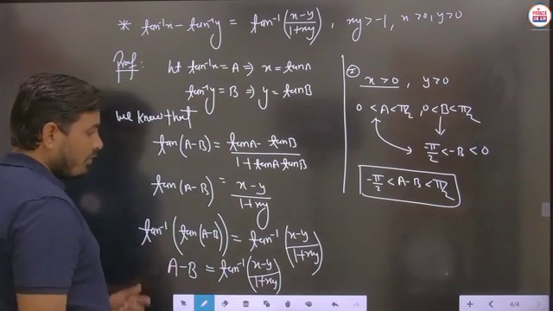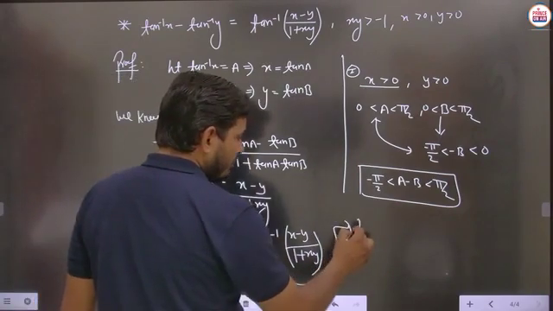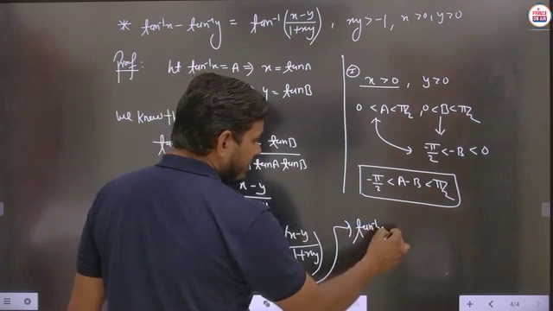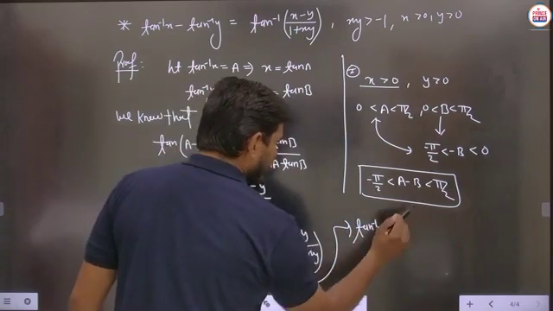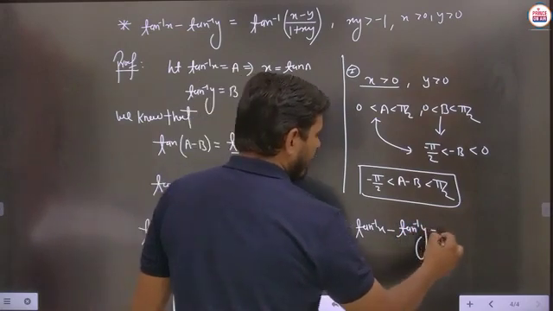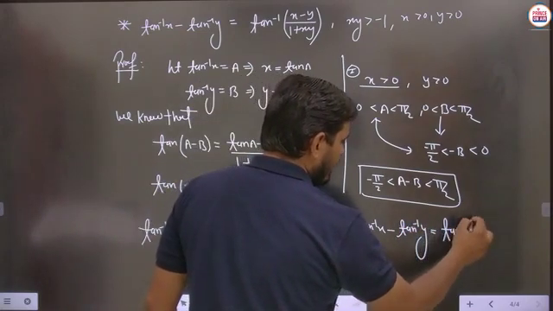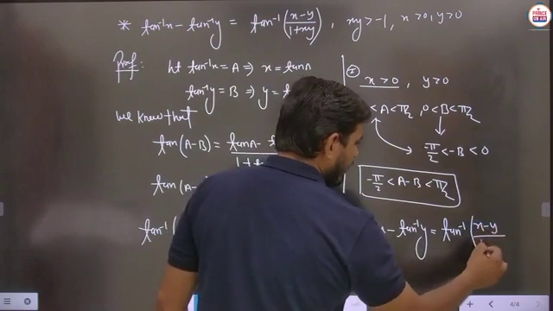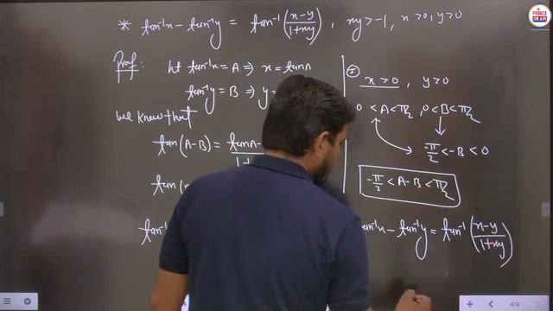Now in place of A you can write here tan inverse x, and in place of B we have to write tan inverse of y, and after that you can write down the result: tan inverse of (x minus y) upon (1 plus xy). Is it clear?